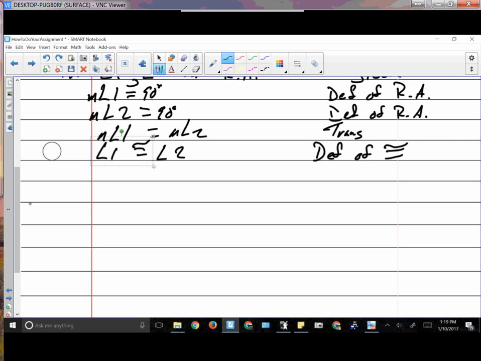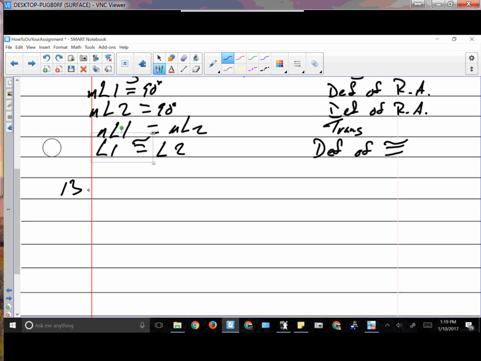So, let's see, we got 13, right? Let's see, Adrian. Sometimes these names are kind of weird, aren't they? Oh, sometimes they are. So A claims that for transversals of two lines, all acute angles generated by the transversals are congruent, and all obtuse angles are congruent. Is she correct?